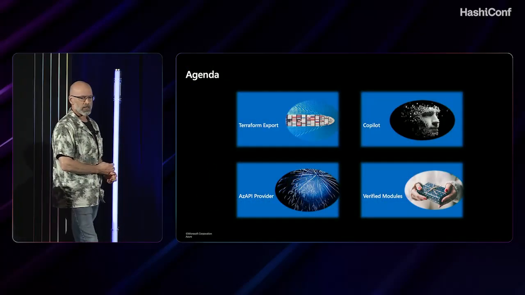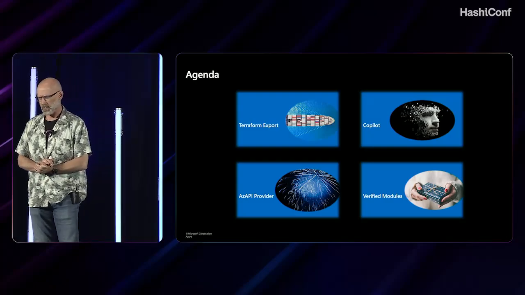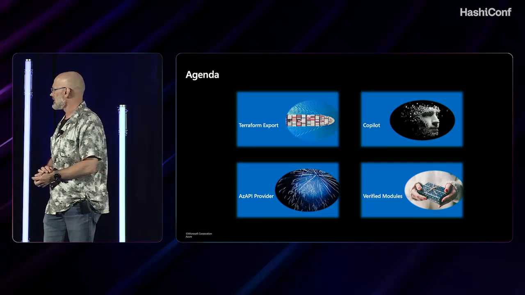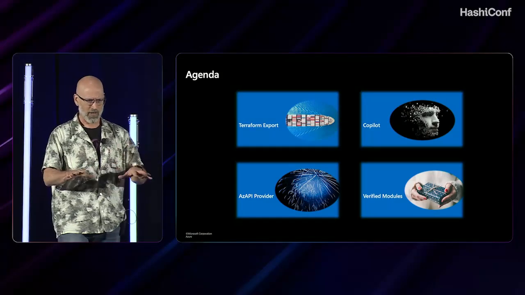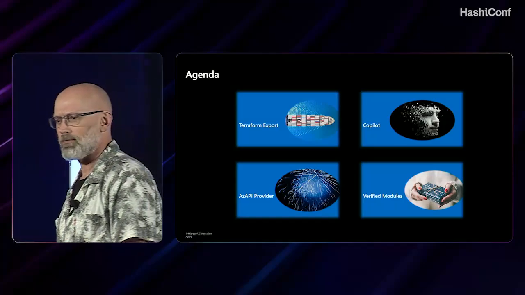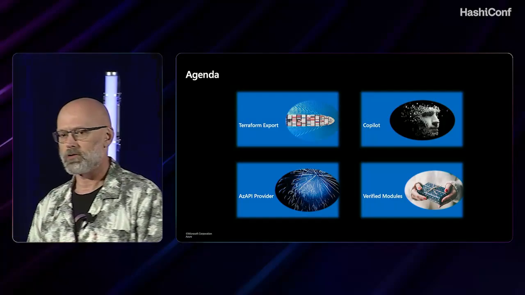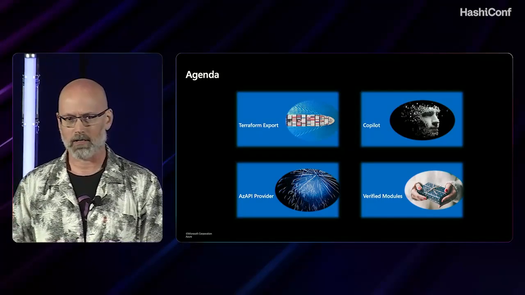We'll talk about Terraform export and some of the cool new stuff that we're doing there. We'll talk about Copilot, and I can feel a common sigh when I say Copilot, but hang on. We'll talk about some good stuff there. And then we have AzAPI, and we'll wrap up with some AVM stuff. AVM is the Azure Verified Modules that we have, and we'll give a summary of that at the end.